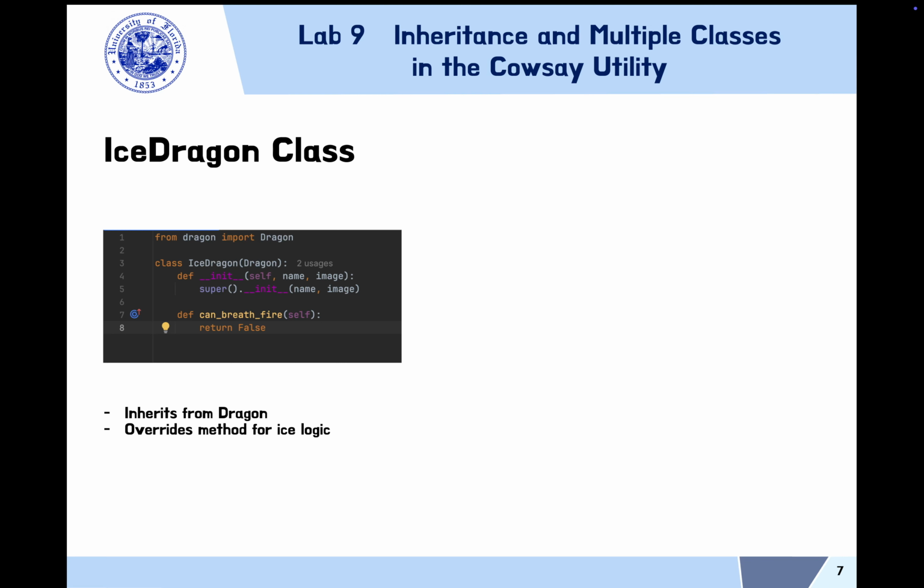Now we have the Ice Dragon class. It inherits from Dragon, which means it also indirectly inherits from Cow. We reuse the constructor using super again, passing both the name and image. However, we override the can_breathe_fire method to return false, which is what makes an Ice Dragon unique in our program. Overriding is a powerful feature in OOP, allowing us to tailor inherited behavior without changing the parent class.